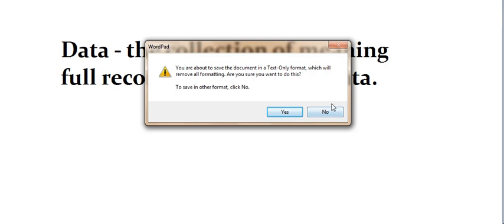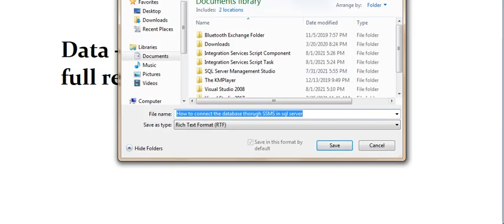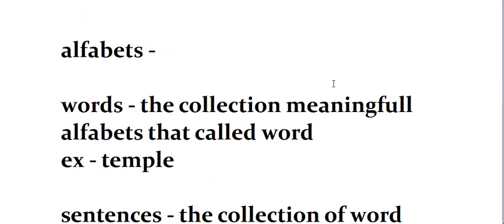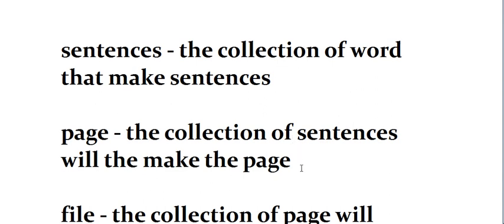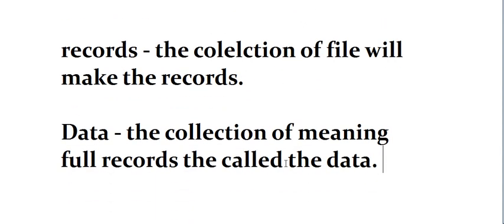I'll explain this one by one with an example. Let me pick the example of any book. First start with the alphabets, and alphabets make words, words make sentences, sentences make pages, pages make a file, a file makes a record, and records make the data. The collection of meaningful records is called data.